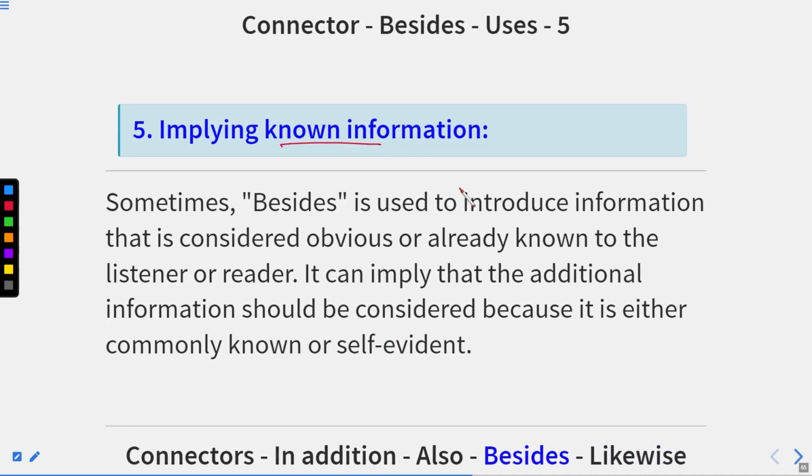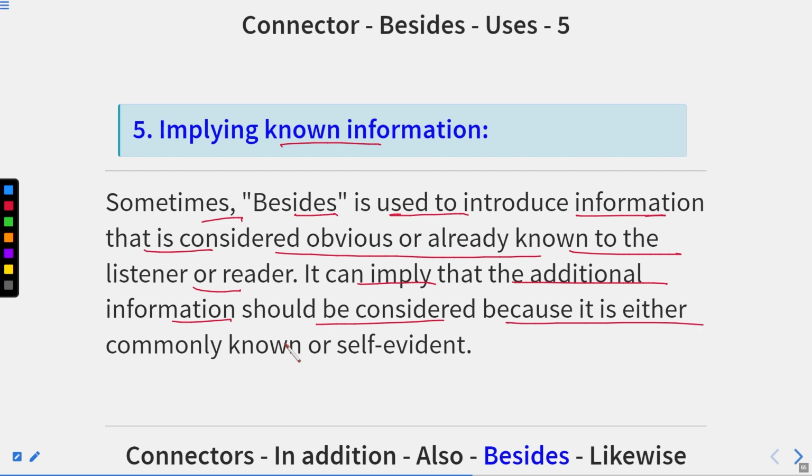Implying known information. So it just implies the known information. It means some points which are already known to you. So they just present those pieces of information in front of you. Sometimes besides is used to introduce information that is considered obvious or already known to the listener or reader. It can imply that the additional information should be considered because it is either commonly known or self-evident.